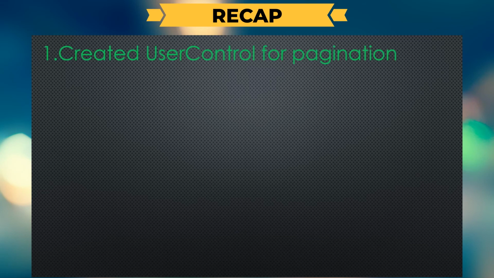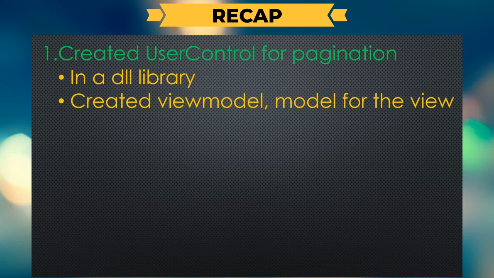In the first section, we created the user control itself. This user control we created inside a DLL library, so it is not an exe file. How did we create it? We created a WPF project and then changed it into a class library, and then we defined the model, view model, everything. After we did this, we wired them up together, so everything was set up there.